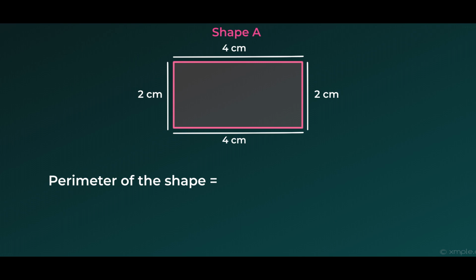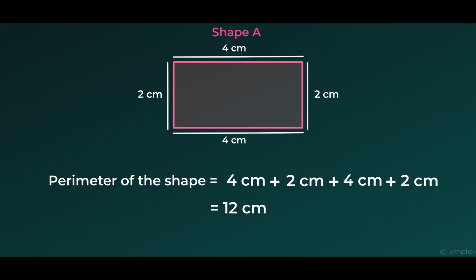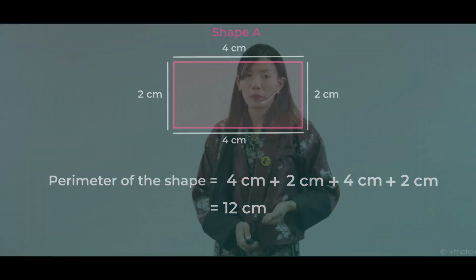As we said earlier, perimeter is the total length of the outline of the shape, right? So what we do is we just add all these lengths, all right? So let's start adding. 4 centimeters plus 2 centimeters plus 4 centimeters plus 2 centimeters. Now, that gives us a total of 12 centimeters. And that is the perimeter of this shape.